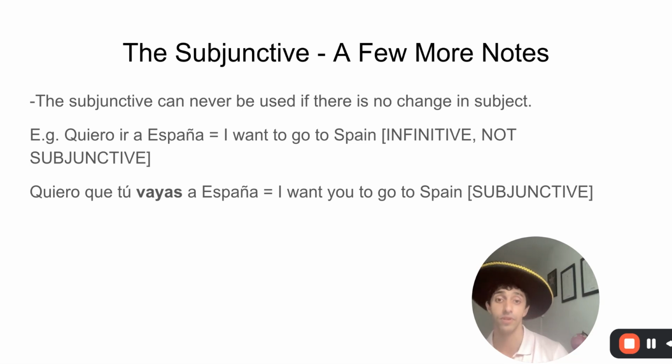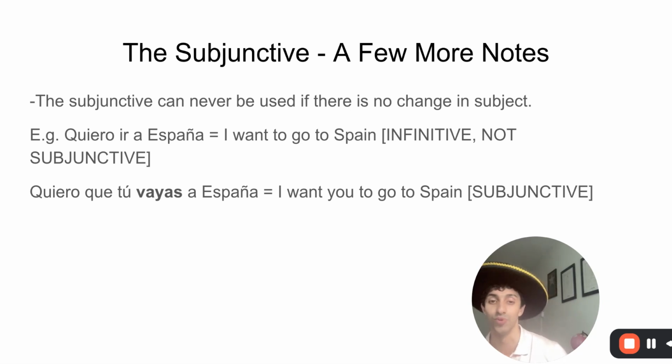On the other hand, if you were saying, I want you to go to Spain, that would definitely take the subjunctive form. You'd have to say, quiero que tú vayas a España, or quiero que vayas a España. Vayas, in bold here, is the present subjunctive of the verb ir. Again, quite irregular.